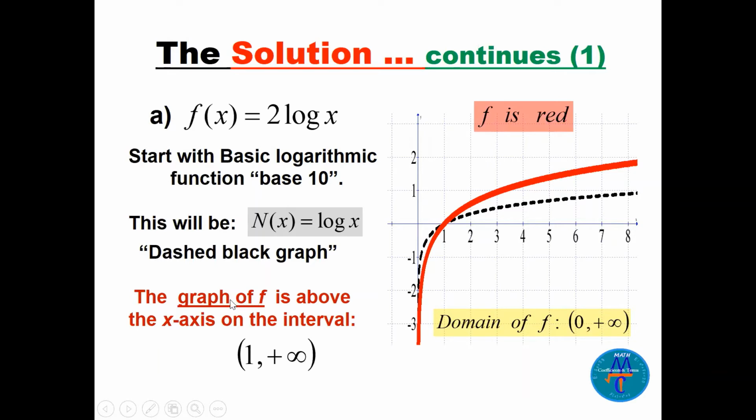We can answer the question where the graph of f is above the x-axis. We can go from 1, open, until infinity. Just an extra piece of information: if we need to find the domain of the whole function f, just take the argument, which is x greater than 0. So the domain will be from 0, open, to infinity.